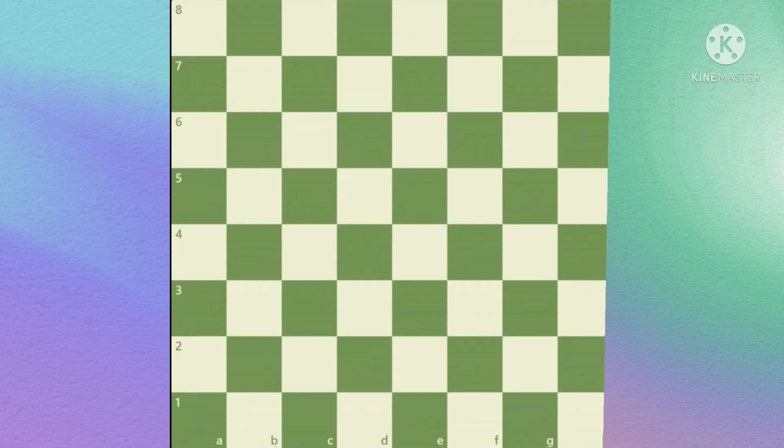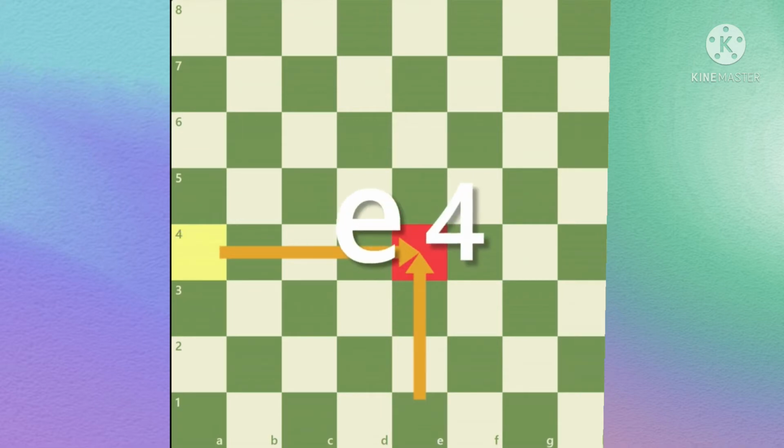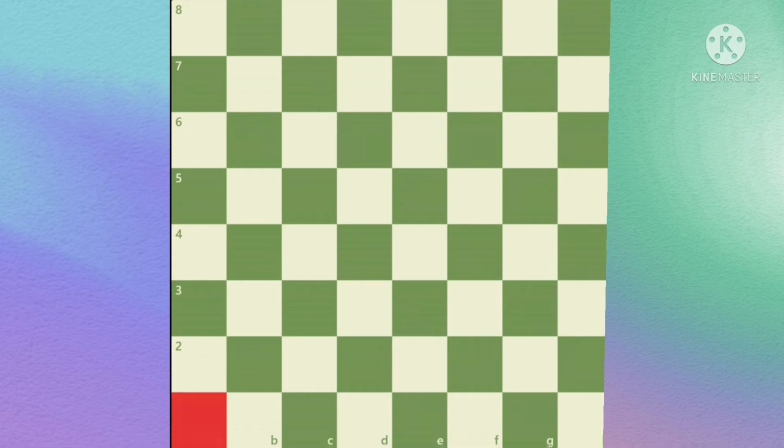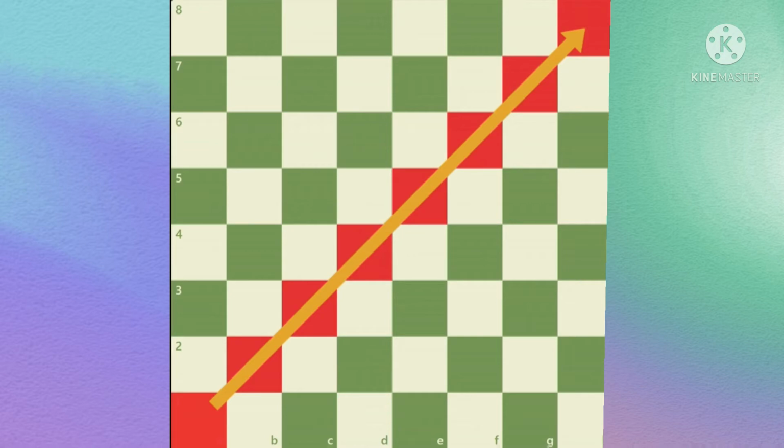Let's take a look and see where the E file meets with the fourth rank. Notice the arrows point at E4, so this square is known as E4. Let's draw a diagonal, starting from A1, and go all the way up the board. Notice we land on the H8 square. And in between these squares, we see B2, C3, D4, E5, F6, and G7. Together, this is known as the A1 to H8 diagonal, because the diagonal begins on A1 and ends on H8.